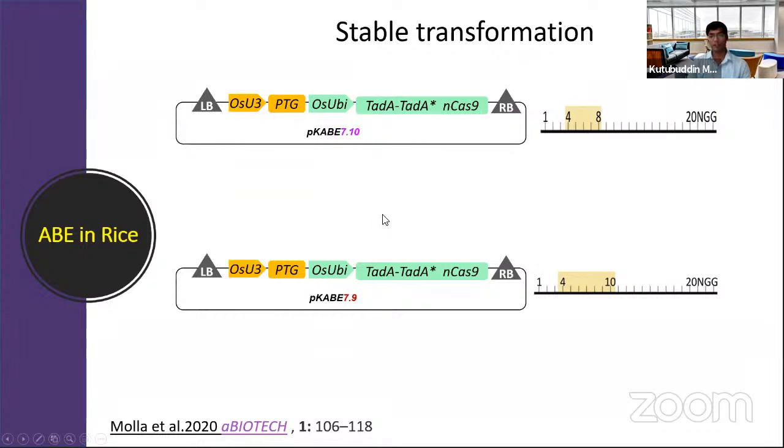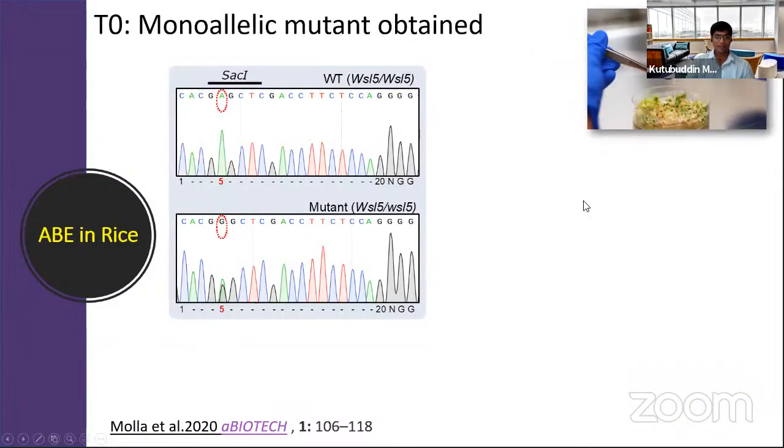from this result, we were encouraged to see whether we could get the same kind of result in a regenerated plant. So we designed two different kinds of base editor, one the 7.10 version and another the 7.9 version. As I briefly mentioned, these two have different activity windows. This one has a window of 4 to 8 and this one a window of 4 to 10. We tried both of them, and amazingly we saw in the T0 line, this is a Sanger sequencing chromatogram.